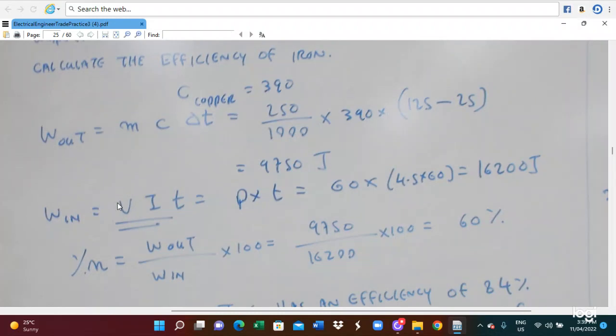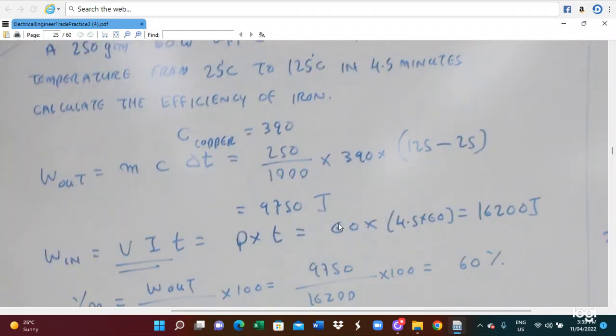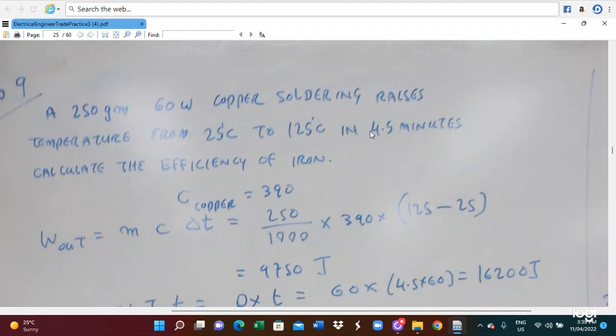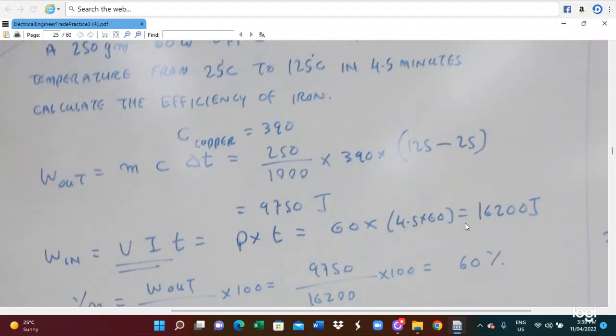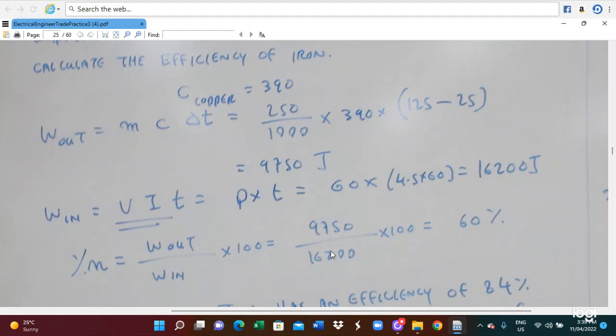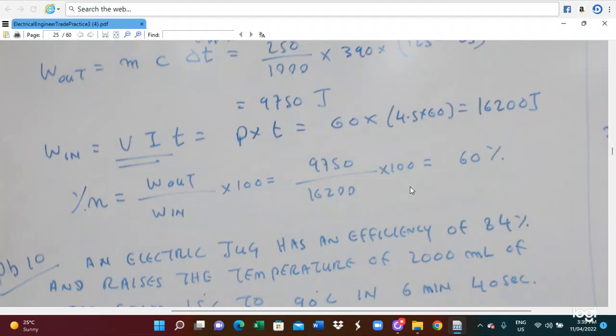9750 joules. W in is VIT, voltage multiplied by current by time, or the power multiplied by time. In this case, the power is given as 60 watts, so we substitute 60. Time is 4.5 minutes, 4.5 times 60, you get 16200 joules. So W out by W in, so 9750 divided by 16200 times 100, you get 60%.